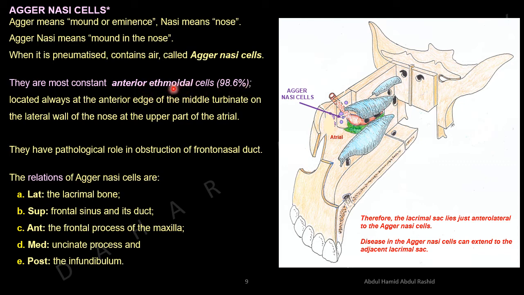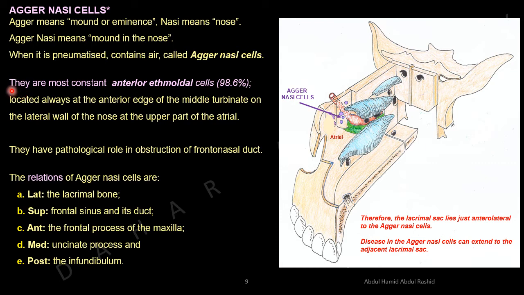under ethmoidal air sinuses. Let's see, this is the inner surface of the right lateral nasal wall. This is superior turbinate. This is middle turbinate. This is inferior turbinate. This is frontonasal duct. This is ethmoidal infundibulum. The green color is uncinate process. This is lacrimal bone. This is frontal process of the maxilla. This area is called atrium, the entrance.